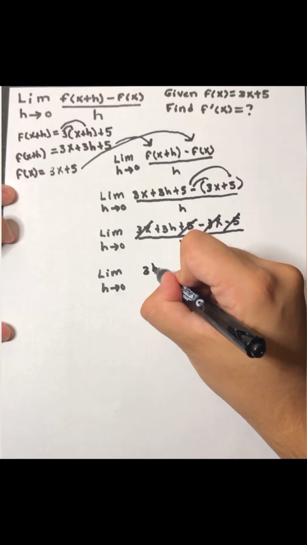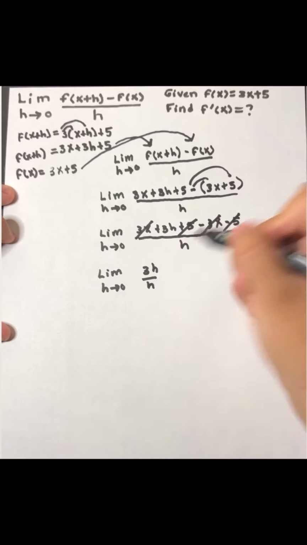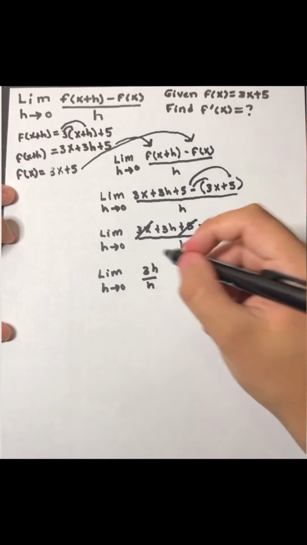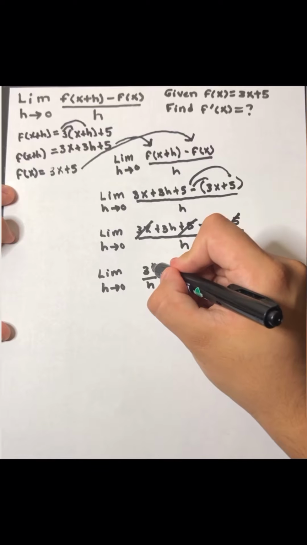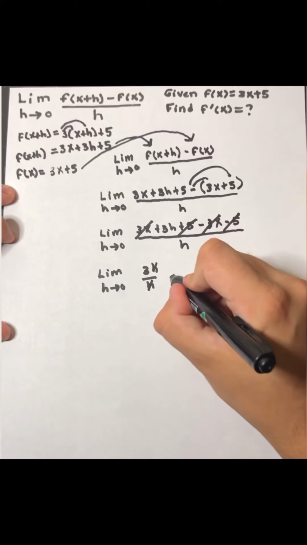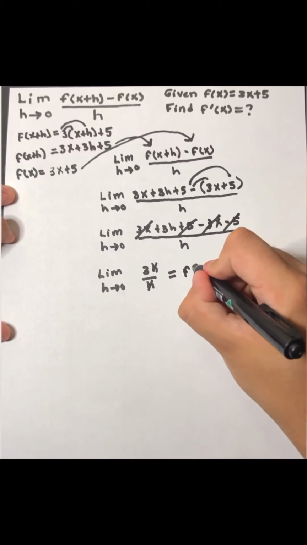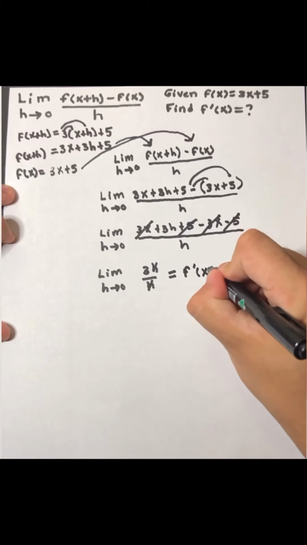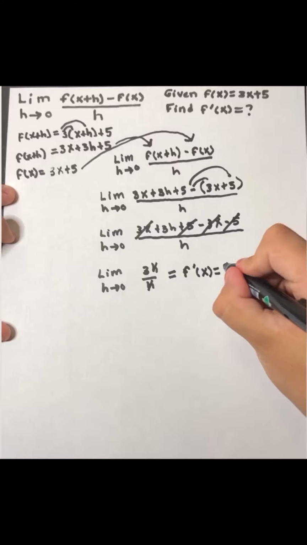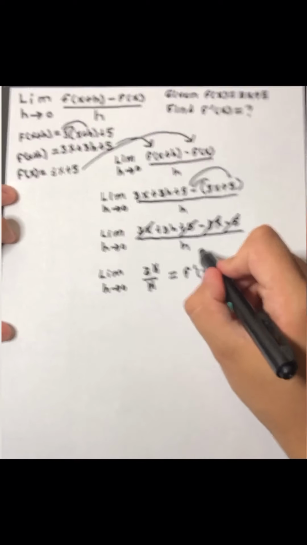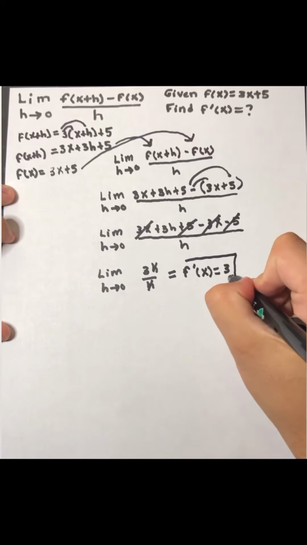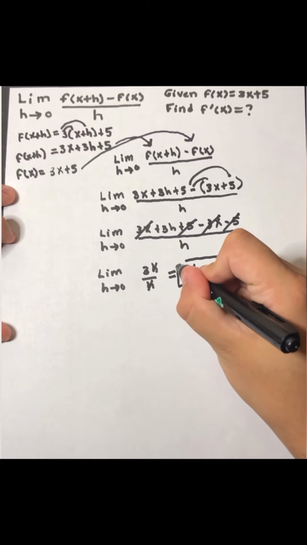Here we have 3h over h, and the h's can cancel out, and so we are left with 3. So our derivative of this function, our f prime of x, is going to be equal to 3. And that is the answer for this question.